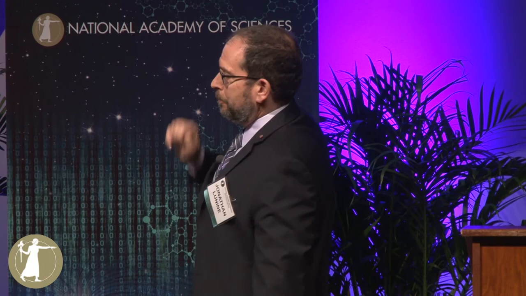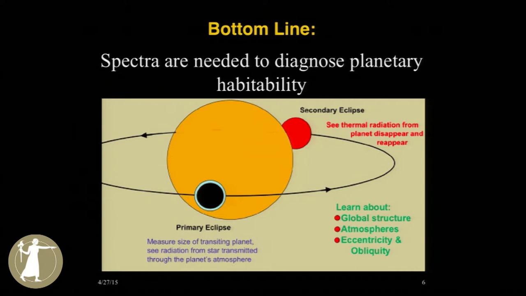So this is a very old slide, borrowed 20,000 times. I don't even know who it started with. But it essentially illustrates the two types of spectra that one can get from transiting exoplanets. Let me start with the secondary eclipse, which is the one over here. And this is the part of the orbit where the planet is being illuminated by the parent star.